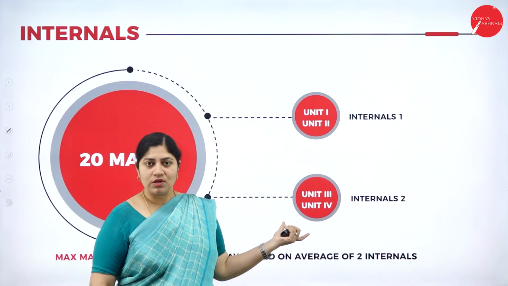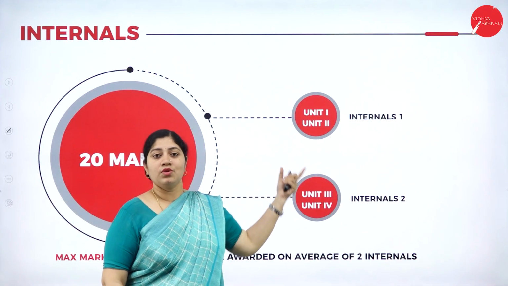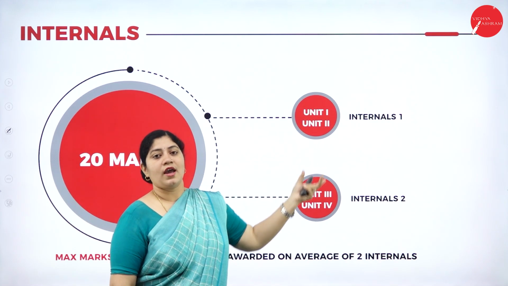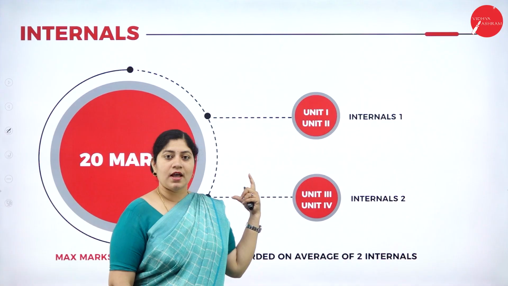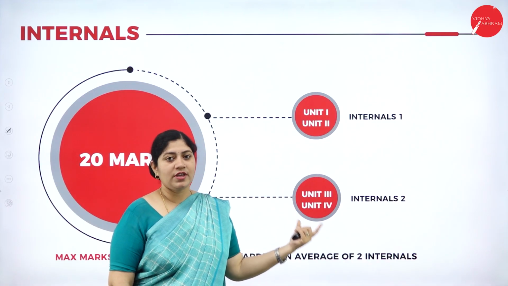Yes, there will be 2 different internals. Yes, you know this. For the first internal, the first 2 units will be there, and for the second internal, the next 2 units will be there. And for the final IA marks finalization, the average of both the internals will be considered.